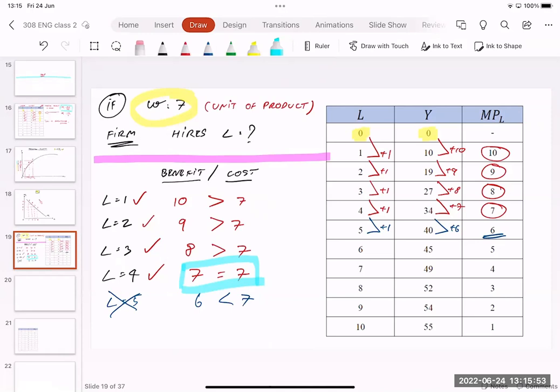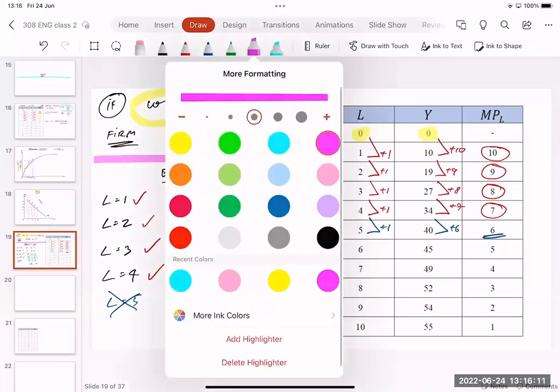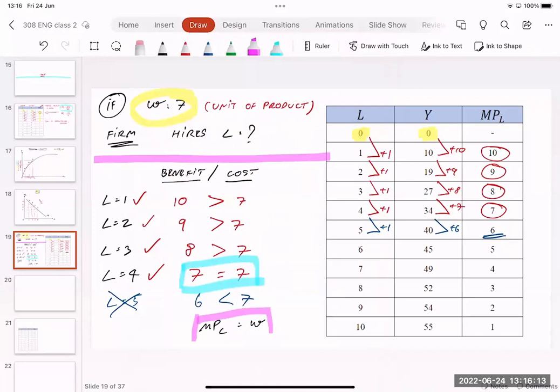The benefit comes from, as you can see here, 10, 9, 8, 7. All the benefit comes from MPL, and the cost comes from the real wage. So now I know the equilibrium point. Normally firms keep hiring labor until the marginal product of labor equals the real wage. This is how it works.